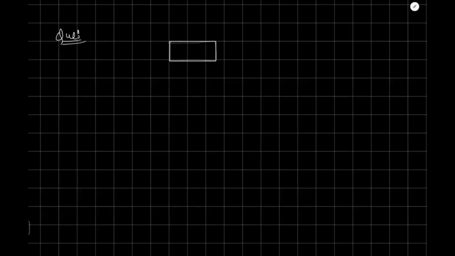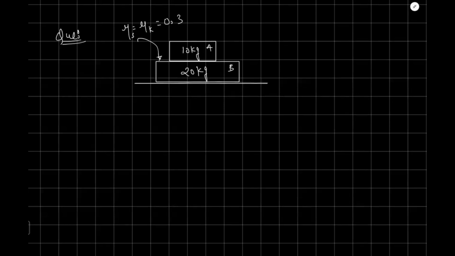So this is block A and this is block B. Block A has a mass of 10 kg and block B has a mass of 20 kg. The surface between block A and B is rough, and the coefficient of friction, mu s equals mu k, is given to you as 0.3. The surface between block B and ground is smooth. Here we have applied a force F, equal to 120 Newton.